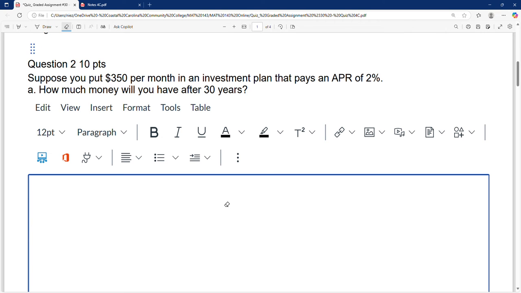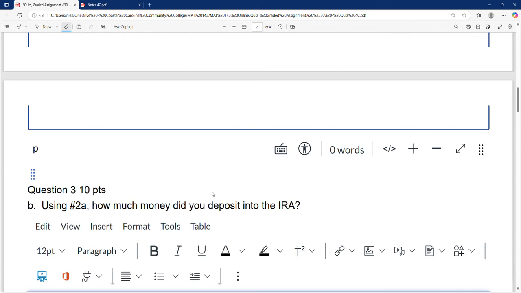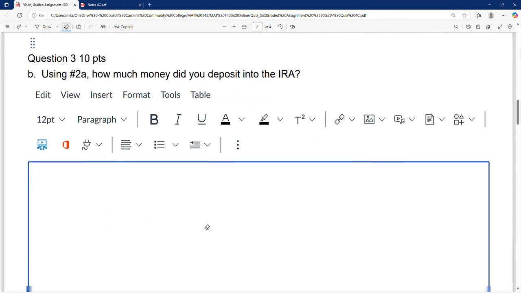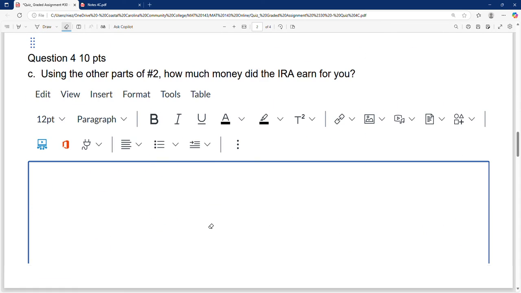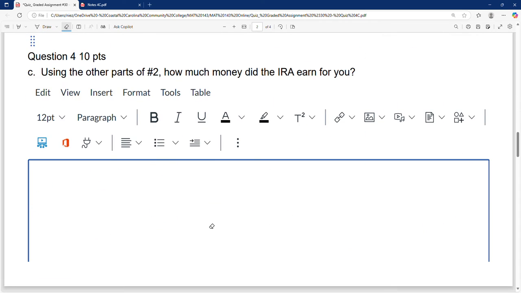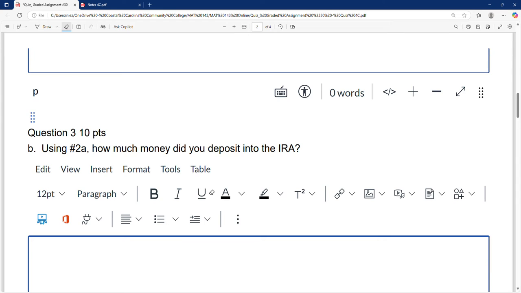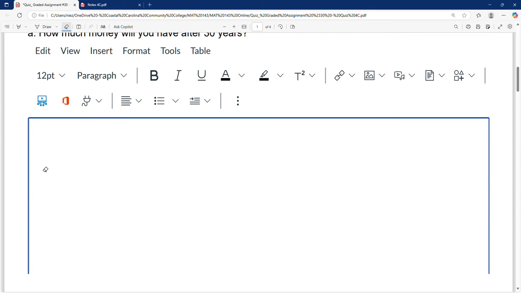All right. If the question doesn't ask you to round, your final answer should keep to cents, accurate to cents. Cents is the smallest unit for our currency.